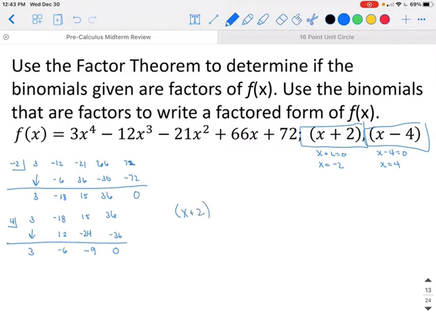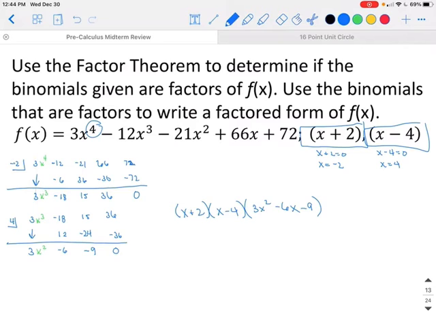So we can write this as x plus 2, x minus 4, and then what we're left with, we were to the 4th power. So this was x to the 4th. After dividing once, that would leave us with x cubed. So when we started this one was x cubed. Divide by another x, that'll leave us with x squared. So we have 3x squared minus 6x minus 9.